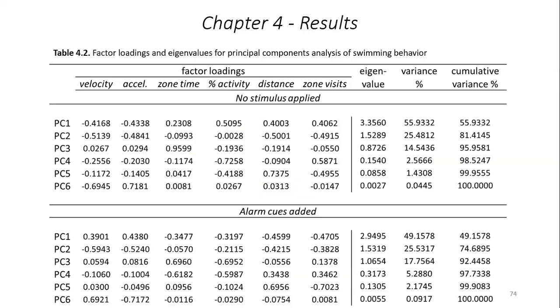And here are the behavior results from the PCA. So I ended up dividing the behavior data set into 2 data sets. And the first one was looking at the behavior before any extra stimulus was applied. So that first 4-minute video. And then the second data set was after the alarm cues were added. So there were 2 different PCAs. In the first PCA, PC1 was primarily informed by percent activity. And in the second analysis, PC1 was informed by zone visits.